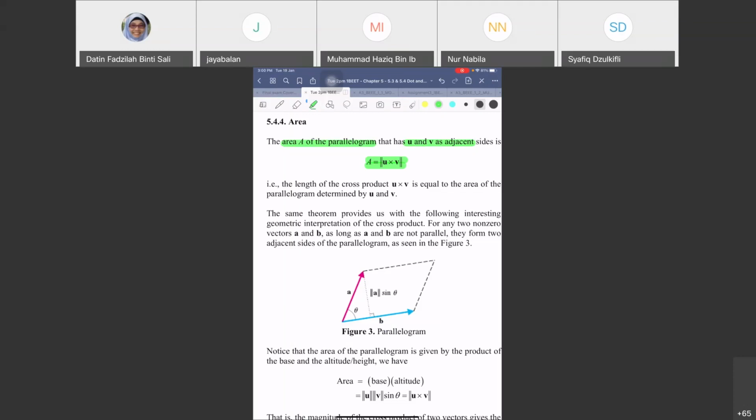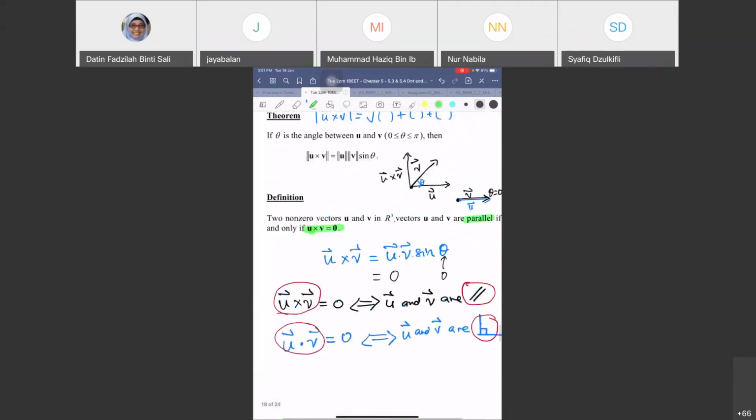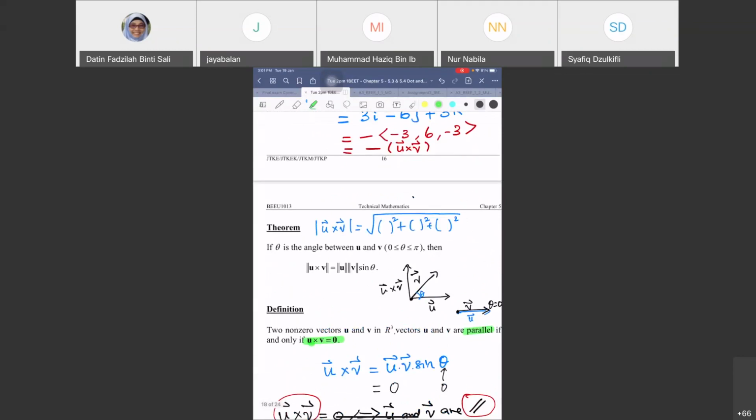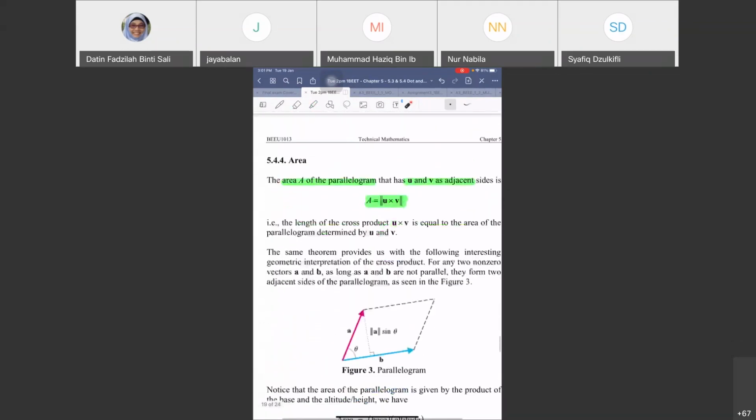And this magnitude of the cross product, remember previously from here you have this theorem, that the magnitude of the cross product is given by this theorem, which is the same as magnitude of u times magnitude of v times sine theta. So from this theorem, they deduce the area of a parallelogram.